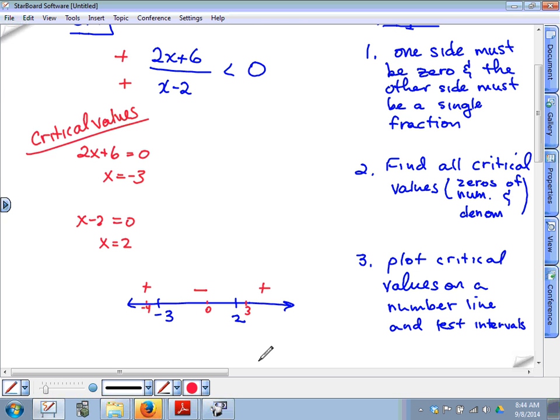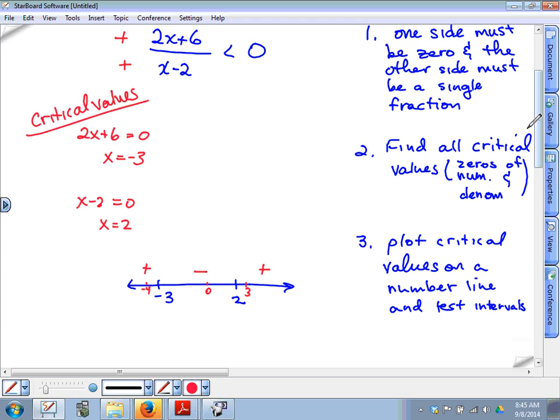So now that we've determined the sign of each interval, we just got to choose the correct interval. Look at the original problem. That expression had to be less than 0. Where is that expression less than 0? From -3 to +2. That's where the expression produced negative values. That means less than 0. Open or closed? It's an open interval. So it's going to be parenthesis -3 to 2.